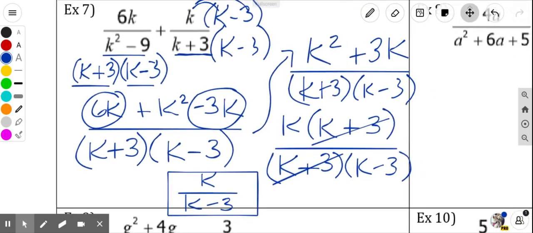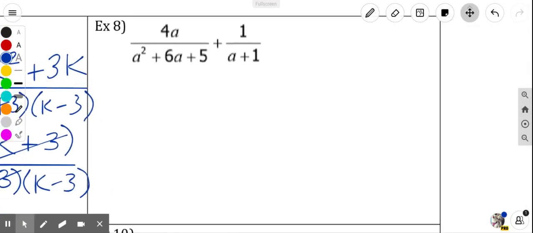All right, let's take a look at number 8. So again, if your denominators can be factored, you want to factor them. So notice that this one, a plus 1, obviously cannot be factored. So this one can, because that's a trinomial. So we want numbers that multiply to 5 and add to 6. So that's going to be 5 and 1. So this bottom is going to turn into a plus 5 times a plus 1. Because 1 times 5 is 5, 1 plus 5 is 6.